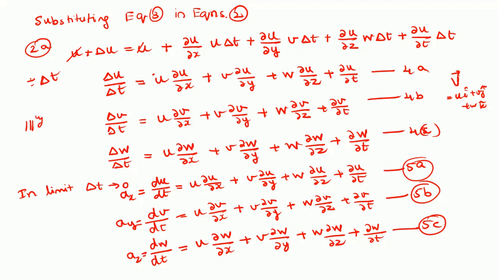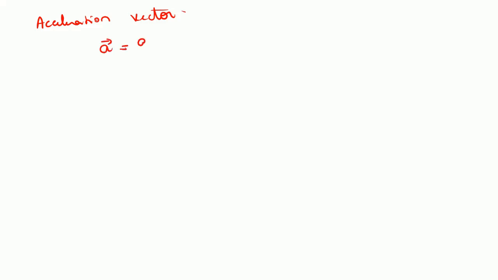So this is very important. These are acceleration terms. Now my acceleration vector A is given as ax i plus ay j plus az k. I hope it is clear, students. So this is how the acceleration is written here.